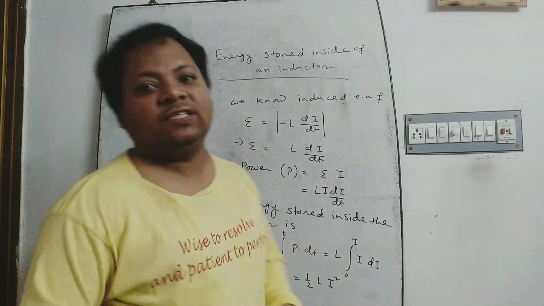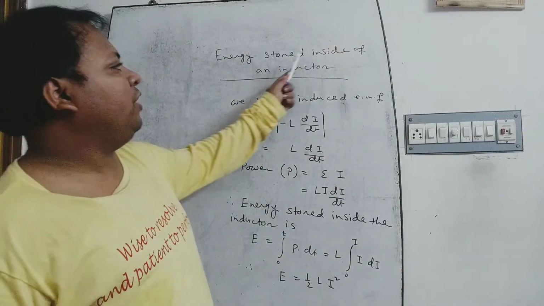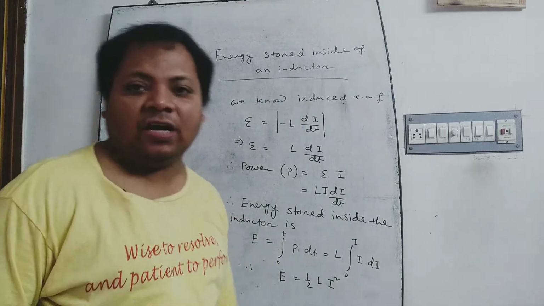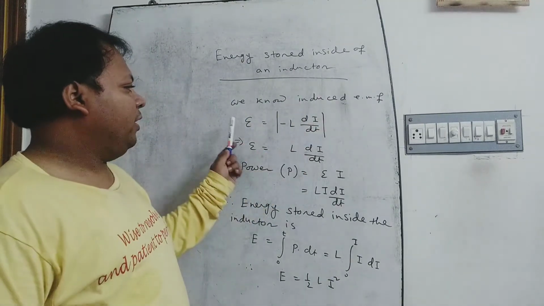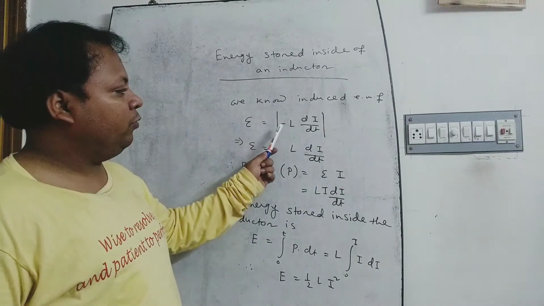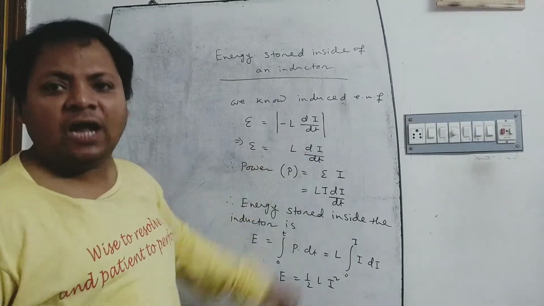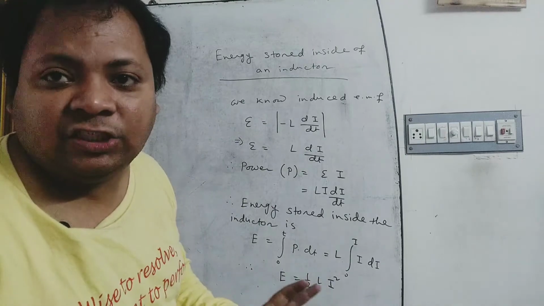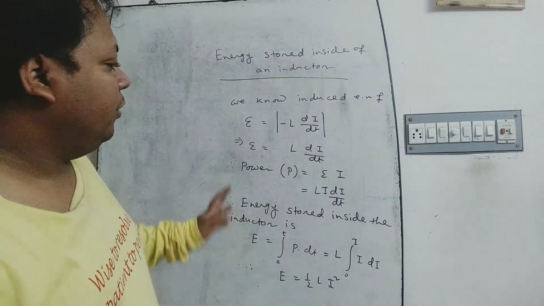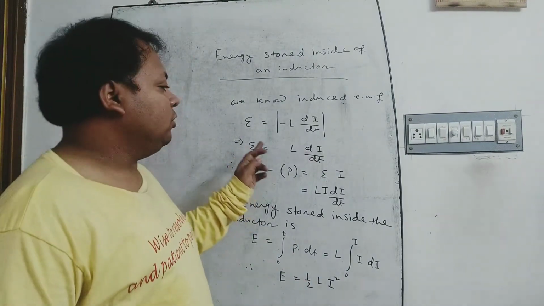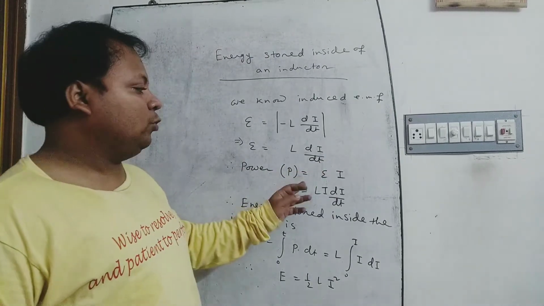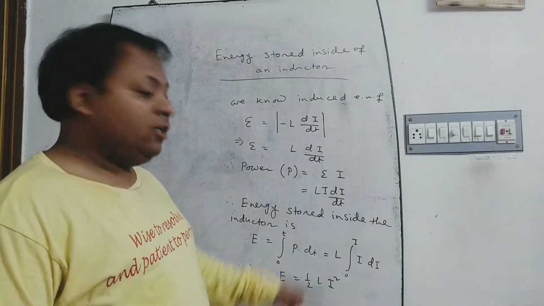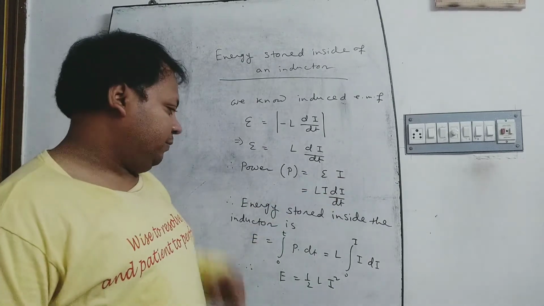Now I shall discuss the energy stored inside an inductor. We know that the induced EMF epsilon is equal to the modulus of minus L di by dt. Here we consider only the magnitude of the induced EMF. That's why we can write epsilon is equal to L di by dt. Now power P is equal to epsilon times I, which is equal to L I di by dt.